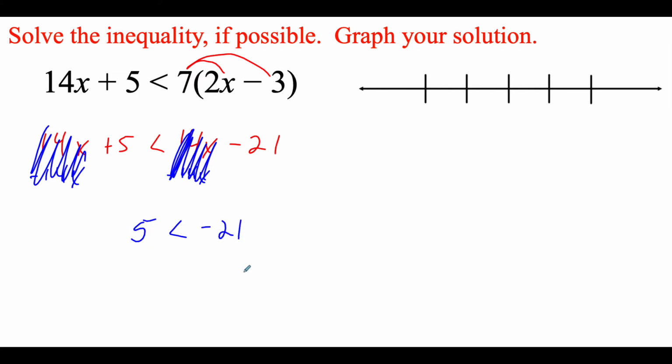Now, comparing this to what we saw in the previous one, on the previous example, we got something that was always true. On this one, we get something that's never true. 5 is never less than negative 21. So what that means is that no matter what number we would try to plug in for our x in the original inequality, it's never going to work out for us. We're never going to get an actual answer that works. So because this one's not really possible to solve, there isn't really a graph that we can draw out either. So we can say that this one has no solution.